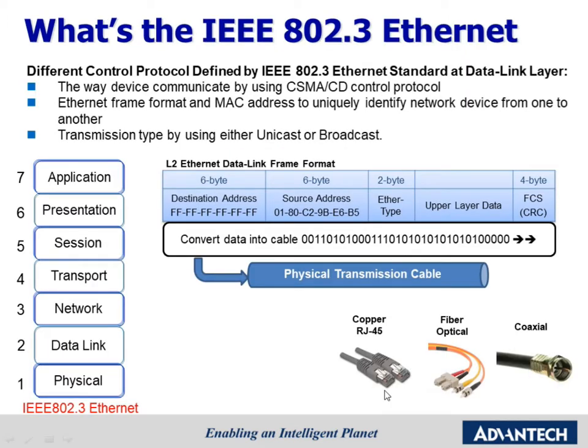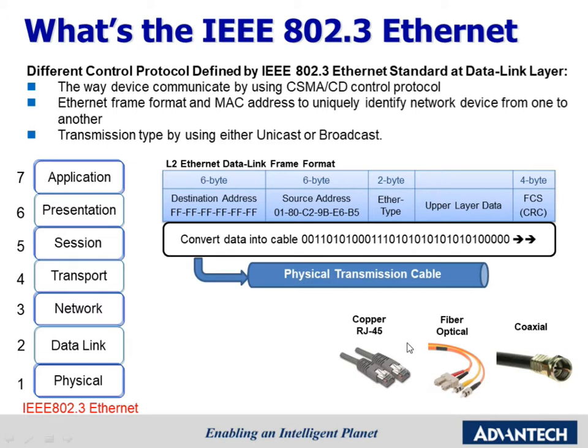As you can see, we use the OSI model to describe the process of communication, and it can be divided into 7 distinct groups of layers. The IEEE 802.3 Ethernet is referred to the first and the second layer of the OSI model. Now, let's start from the bottom layer. For the first layer, physical layer, it defines the electrical and the physical specification of the data connection, such as using RJ45, fiber optical, or coaxial for physical transmission medium.